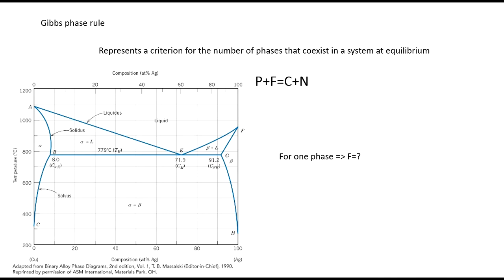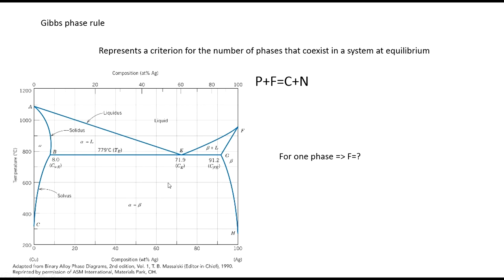The next subject is Gibbs phase rule, which proposes a criterion for the number of phases that can exist in a phase diagram at equilibrium, and is shown by this simple relation in which P is the number of phases present, F is the number of degrees of freedom or the number of externally controlled variables like temperature, pressure, and composition. C is the number of components. Usually we deal with 2 components.